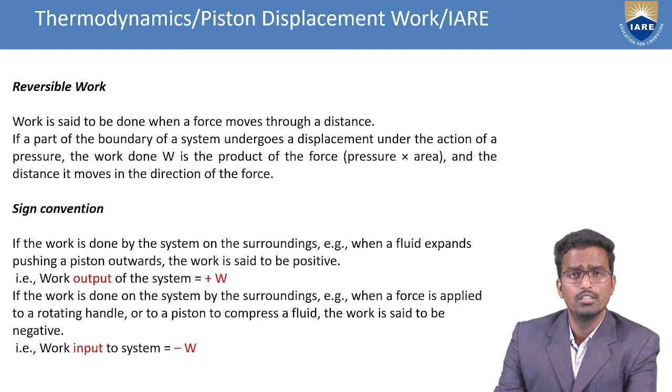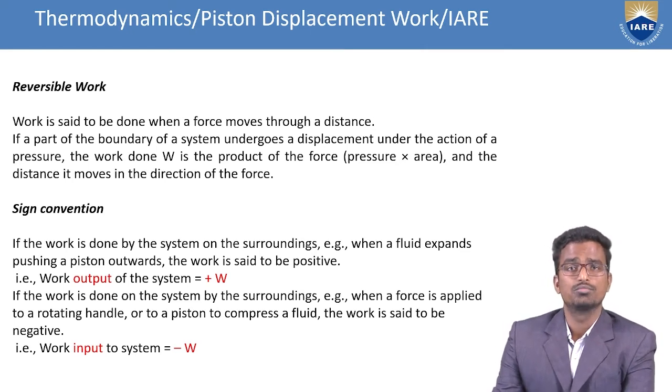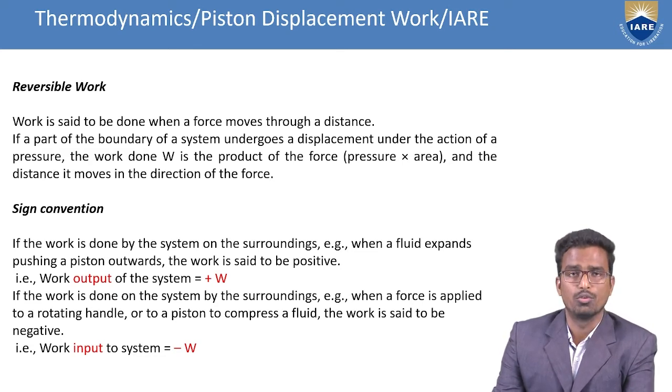Work is said to be done when a force moves through a distance. We say that work is done on it. If a part of the boundary of a system undergoes a displacement under the action of pressure, the work done W is the product of the force, the area of cross section, and the distance it moves in the direction of force. So this is our reversible work.